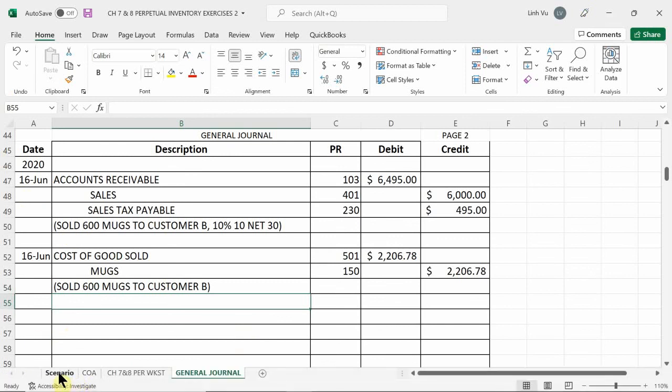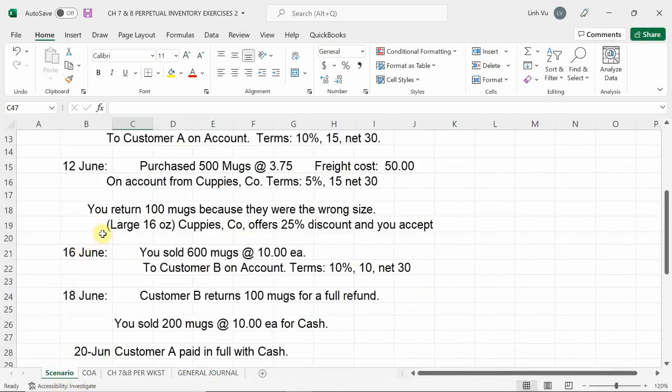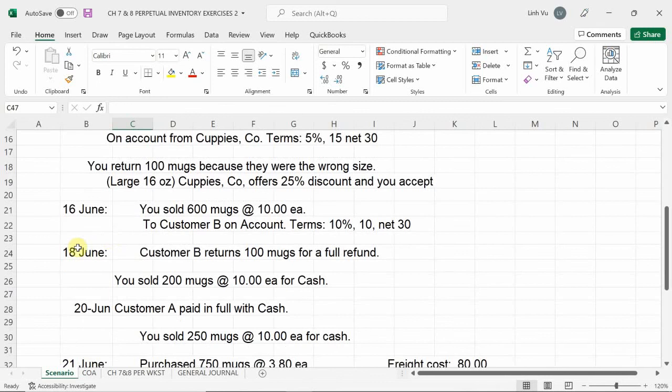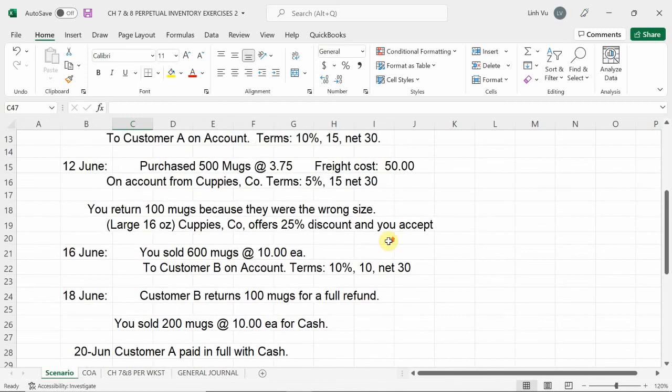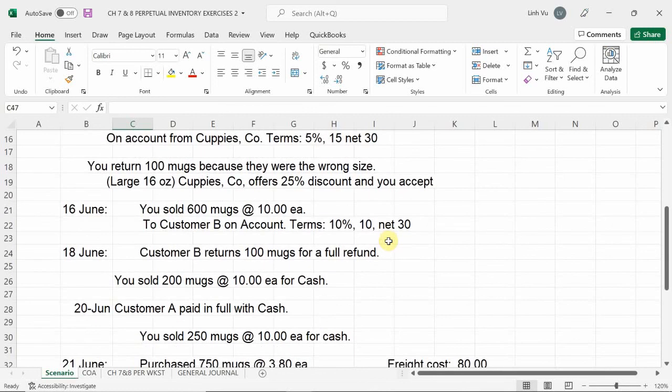All right, let's see what happened next. June 18, customer B, a couple days later, ends up returning 100 mugs for a full refund. They decided to return 100 mugs for a full refund for customer B.